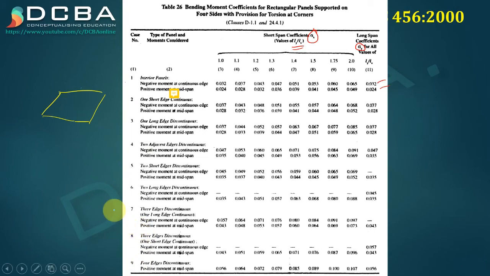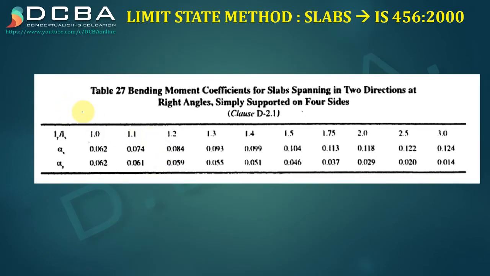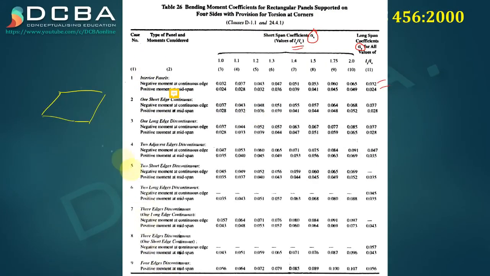After that, this is table 27, which speaks for slab spanning in two directions for a simply supported slab. All these previous cases either had a continuous slab somewhere, or if all four edges were discontinuous, it was not a simply supported slab, but it was a continuous slab. Sorry, it was a fixed slab.